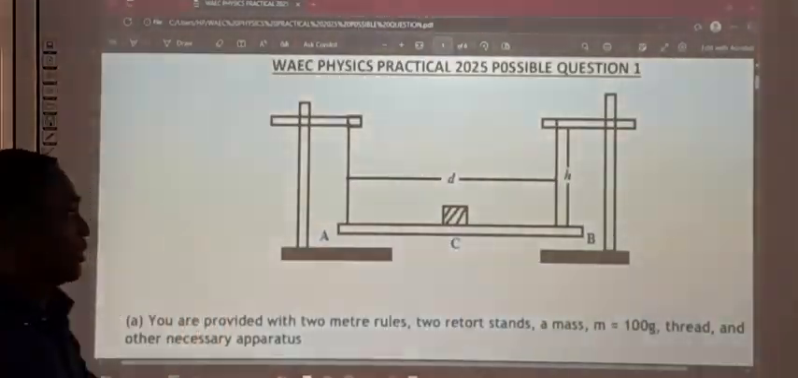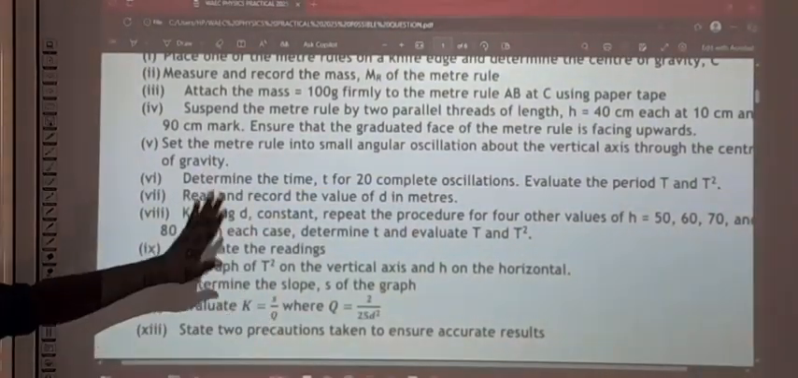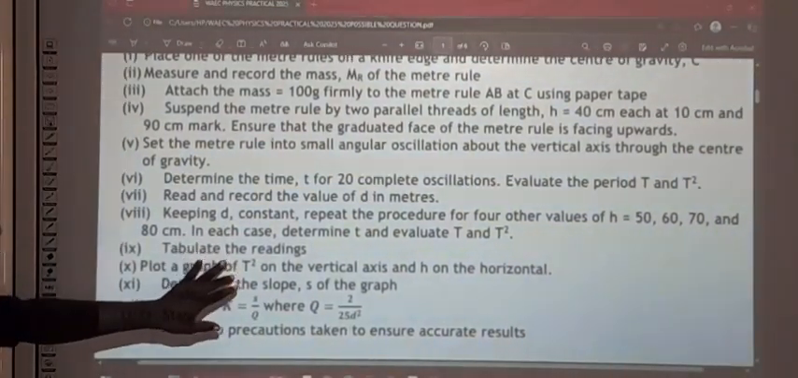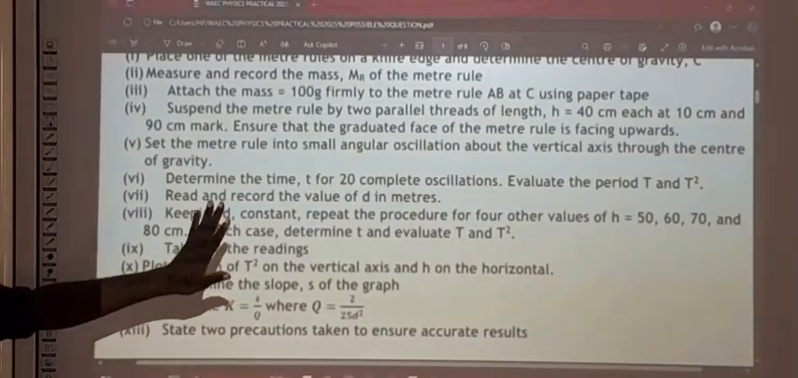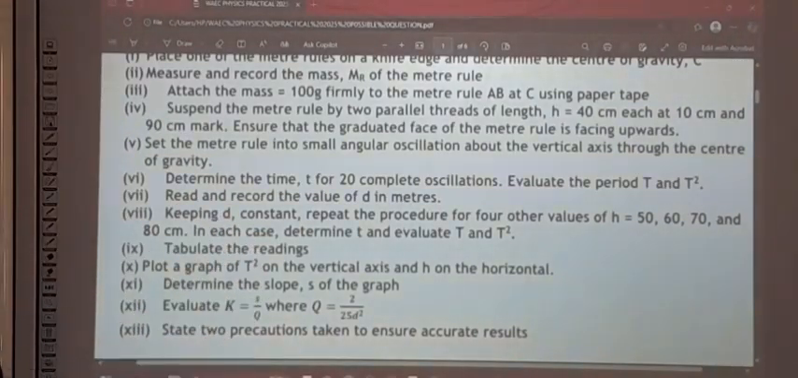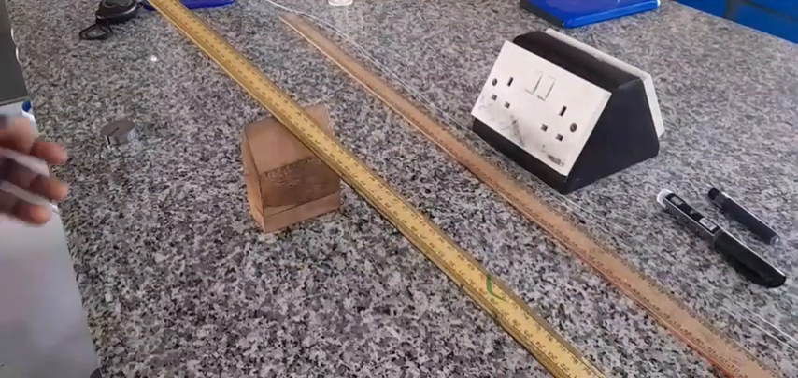So what I'm going to do is prepare a table based on these values, and that is the table that I'm going to use to carry out my experiment. So I'm going to pause this now and draw out my table and use that to carry out the experiment. So I'm going to determine the center of gravity.